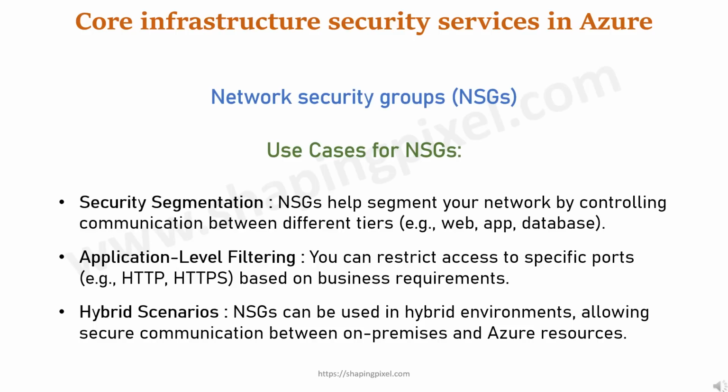Use cases for network security groups. Security segmentation. Network security groups help segment your network by controlling communication between different tiers. Application level filtering. You can restrict access to specific ports based on business requirements. Hybrid scenarios. Network security groups can be used in hybrid environments, allowing secure communication between on-premises and Azure resources.